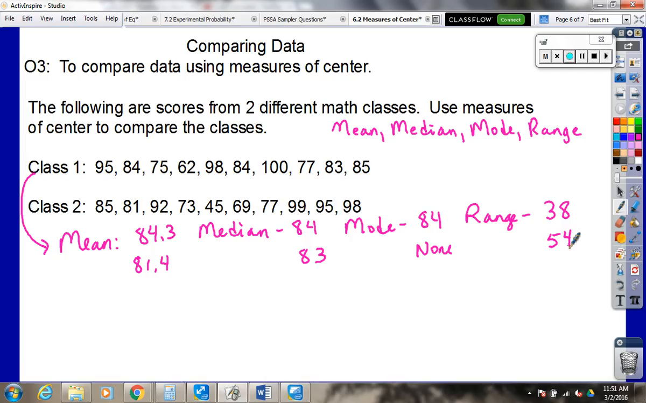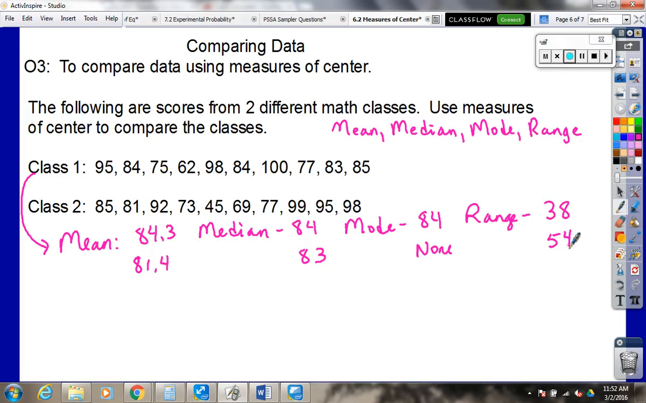What does that tell you about class 1? If the mean and median are both higher for class 1, what conclusion can we draw about the test scores? They're higher in both measures of center, so overall, class 1 had higher test scores than class 2. What about the mode? It tells us that the most popular test grade for class 1 is 84, but that doesn't have a lot of relevance here, so I might not talk about the mode when I'm comparing this data.